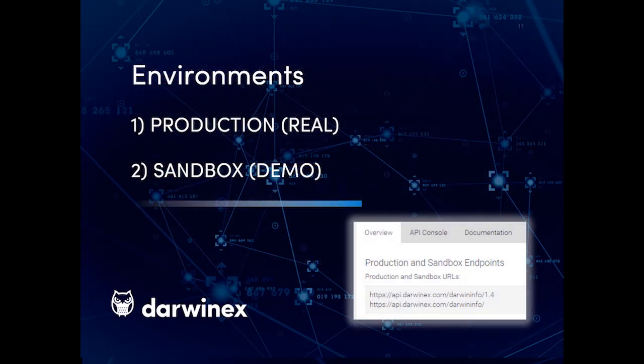There are two main environments, production and sandbox. Both environments show the same real information about Darwins. The production environment allows access to real investor accounts, and the sandbox environment allows access to demo investor accounts. Each API shows on the first overview tab the URLs to use for production and sandbox environments, respectively.